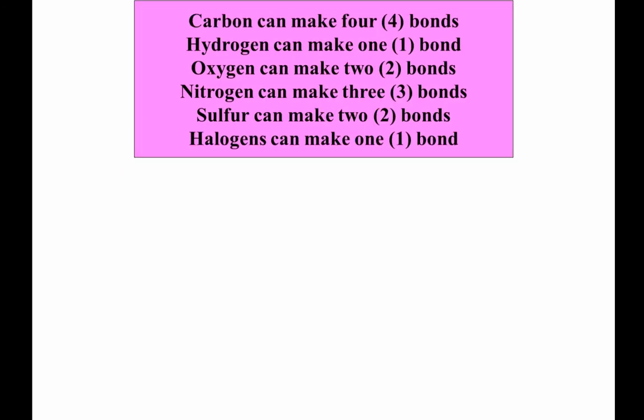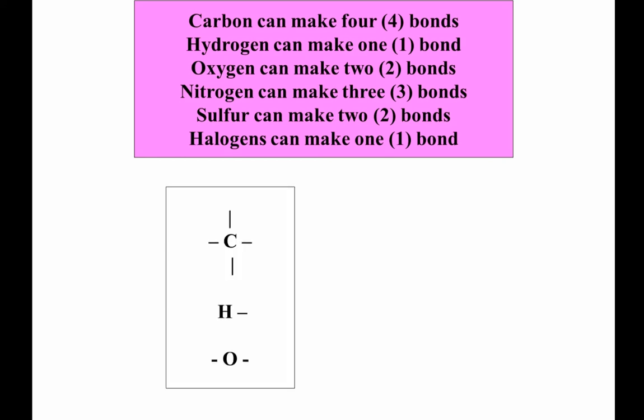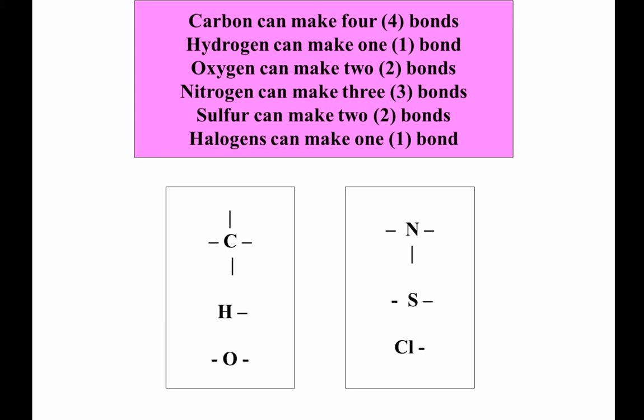Carbon can make 4 bonds. Hydrogen can only make 1. Oxygen can make 2. Nitrogen can make 3. Sulfur can make 2. And the halogens, I mean fluorine, chlorine, bromine, and iodine, make only 1 bond. Notice that carbon makes the most bonds of all. Here's an example of carbon making 4 bonds, hydrogen 1 bond, oxygen 2, nitrogen 3, sulfur 2, and of course chlorine 1.